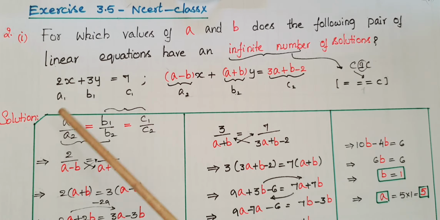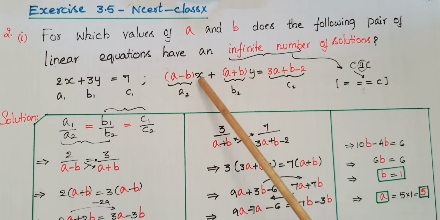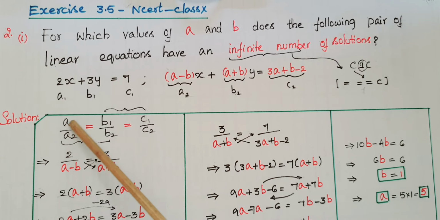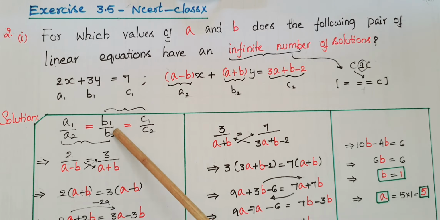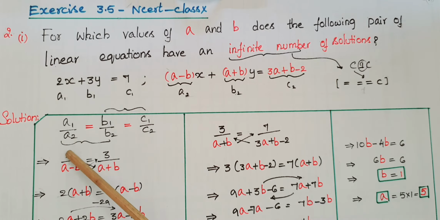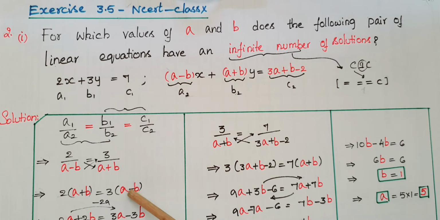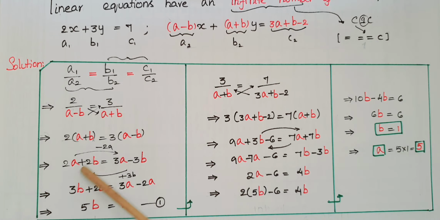Then you can use these ratios, because you have to find the a and b values. First take these ratios: a1 by a2 is equal to b1 by b2. Then 2 by (a minus b) is equal to 3 by (a plus b). Now cross multiply: 2 into (a plus b) is equal to 3 into (a minus b). Next, 2a plus 2b is equal to 3a minus 3b. So 3b plus 2b is equal to 3a minus 2a, that is 5b is equal to a.